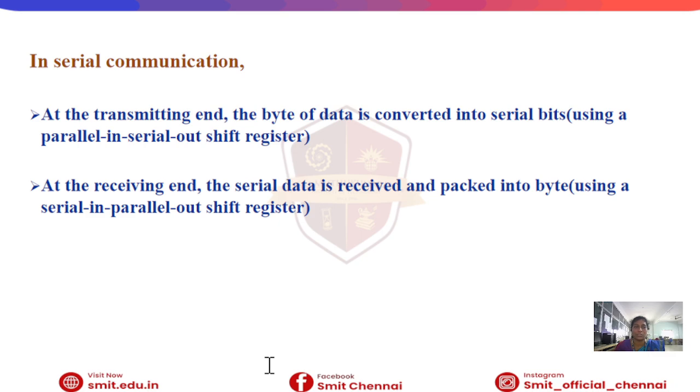So what is the working process? First, the data enters the transmitter in parallel form and is converted into serial bits, which are sent through the communication line. The receiver collects the bits in serial form and then converts them back into parallel, that is, back into the byte form. So serial communication reduces hardware complexity.